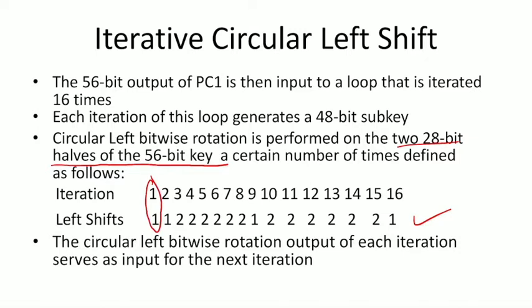As you can see over here, in the first round we just do a circular left shift by 1 bit. In the second round also we do it by 1 bit. In the third iteration we do it by 2 bits, in the fourth iteration we do it by 2 bits, and so on. The circular left bitwise rotation output of each iteration serves as the input for the next iteration. So basically we started with the 56-bit input, which was divided into two halves, and they are circularly left shifted by 1 bit in the first round. The output of that is again circularly left shifted by 1 bit in the next iteration, and the output of that is again circularly left shifted by 2 bits in the next iteration, and so on.